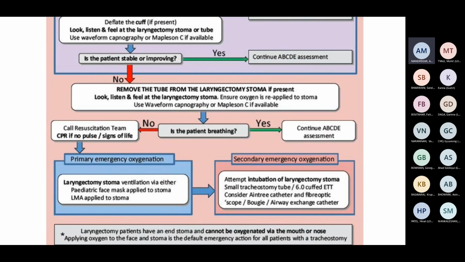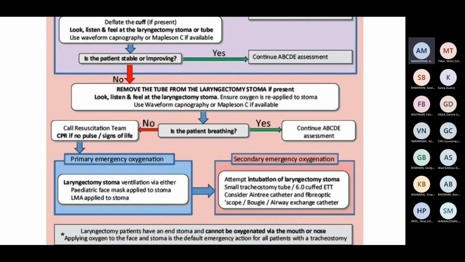If the patient is improving, then you would continue with the ABCD approach. If not, then you remove the tube and again reassess. If not improving, then you would go through emergency oxygenation. And in this case, since it's a neck-only breather, you only approach the stoma, either using a pediatric face mask at the beginning or using the LMA.